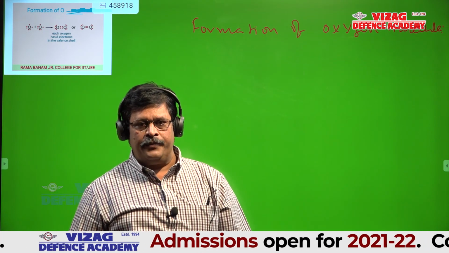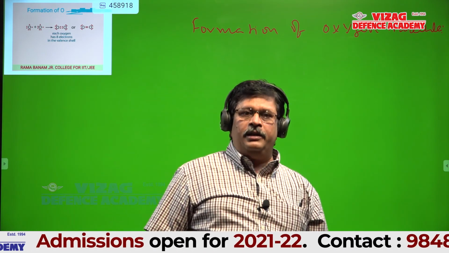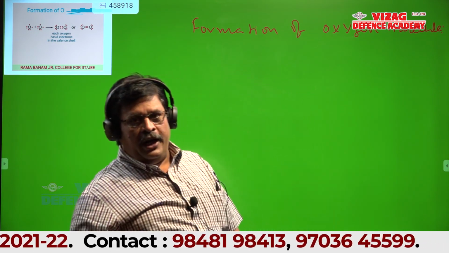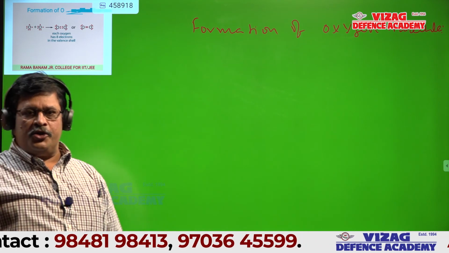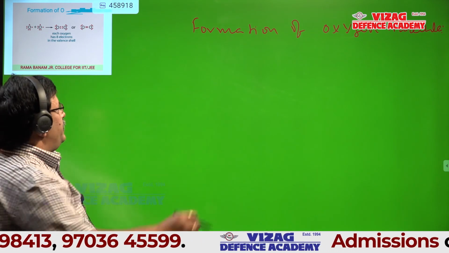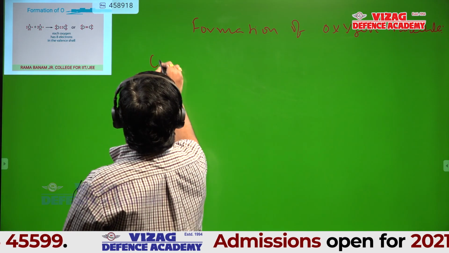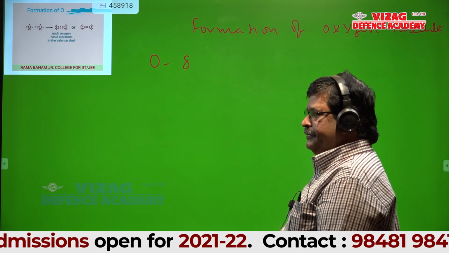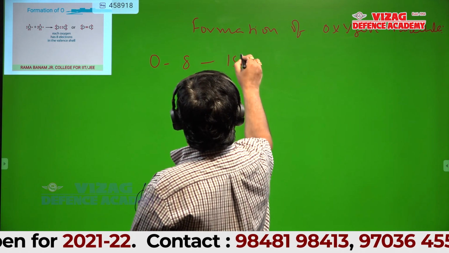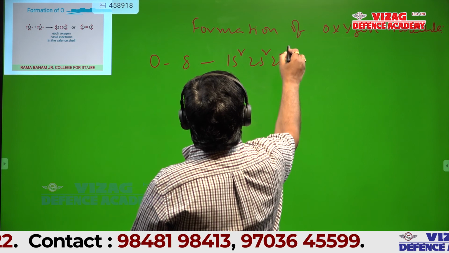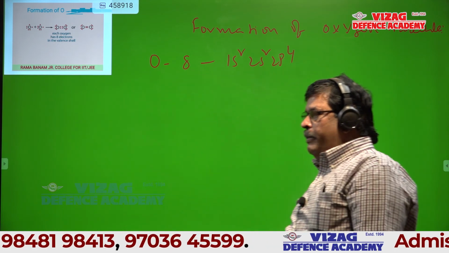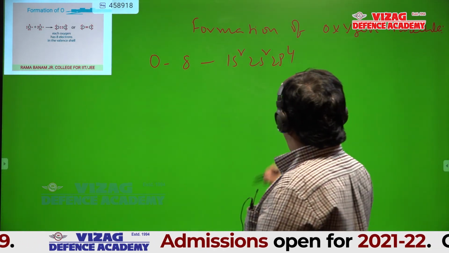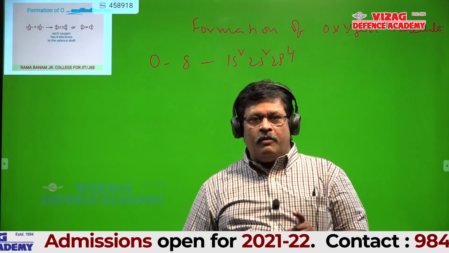So what is required for that? You should know the atomic number of oxygen, the electronic configuration of oxygen, and the valency electrons in oxygen. Oxygen atomic number is 8. Electronic configuration is 1s2 2s2 2p4. How many electrons are there in the valency shell of oxygen? 4, sir.